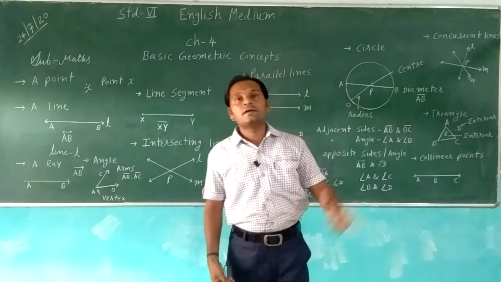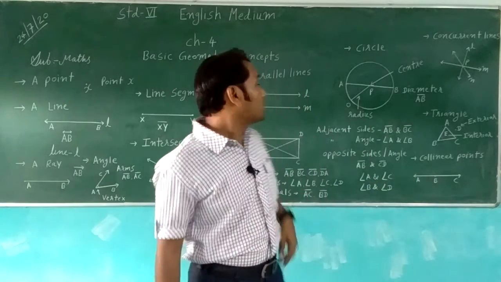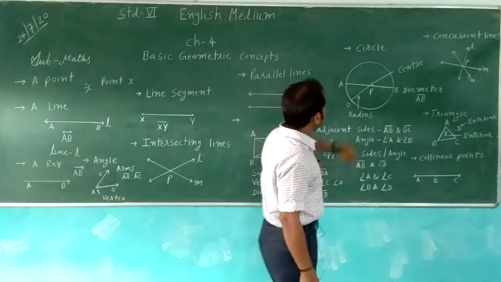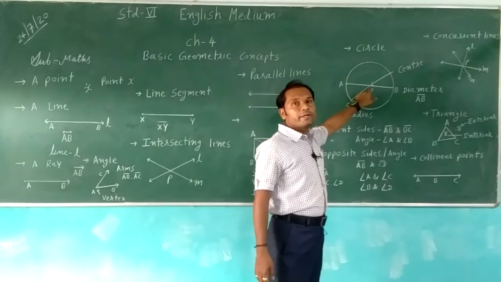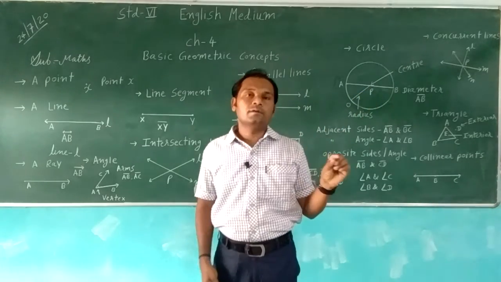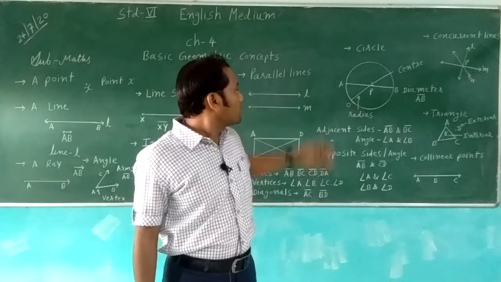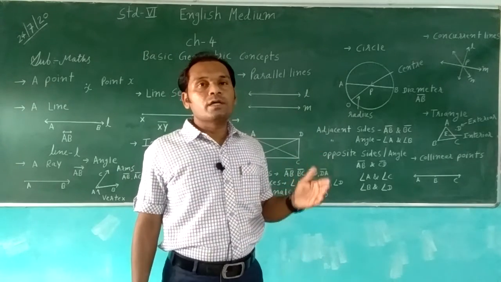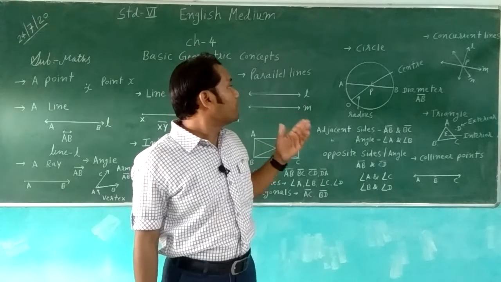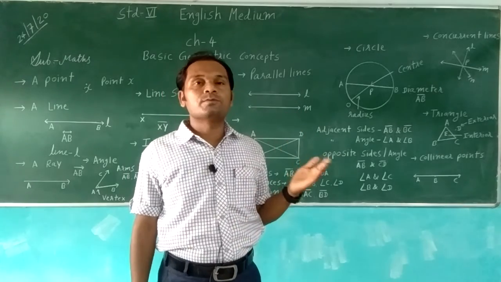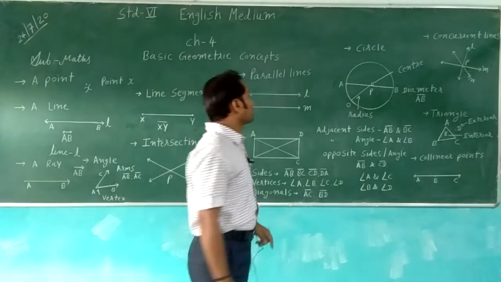A circle is a round shaped object. Here you can see a circle. The middle point of a circle is called the center of the circle. Here in this circle, you can see the center point is P.